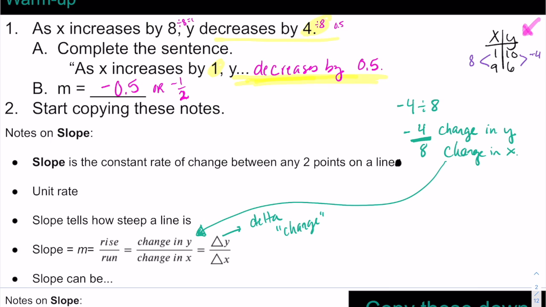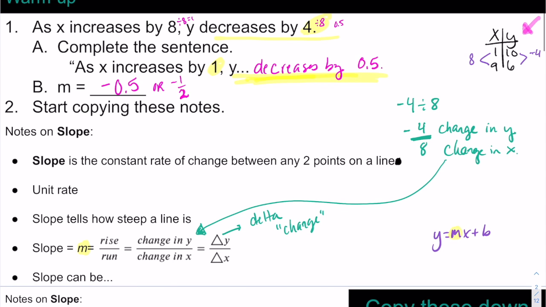Slope is the constant rate of change between any 2 points on the line, right? So it's changing, but it's changing the same amount each time, a constant amount each time. That is the unit rate that we've been looking at in some of our problems. It does tell us how steep the line is. Bigger the change, the steeper the line would be. And then just a note here where it says slope equals m, m is the letter that we use to represent slope, and that is the same m that we see in this equation y equals mx plus b. So that m is our slope, our unit rate.